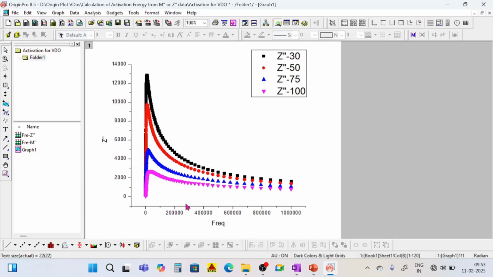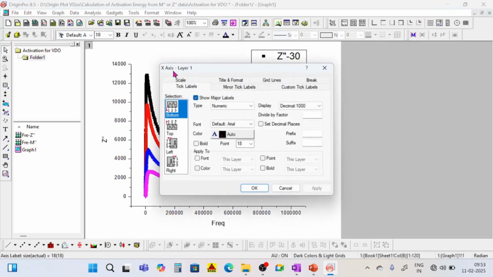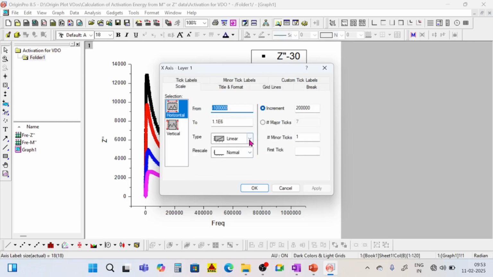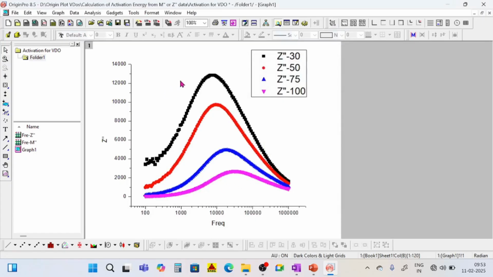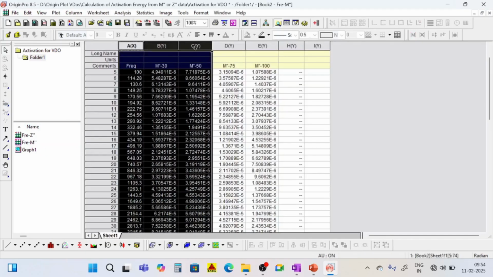To identify the peak clearly, you just have to take the log along the x-axis of this graph. So for the x-axis, go to the scale. Here you can see it is already in the linear format. You just click over log 10, apply, okay, and rescale. So we can find clearly identifiable peaks at different temperatures. For 30 degree here is the peak, 50 degree here is the peak, 75 degree here is the peak, 100 degree here is the peak for Z double prime. Likewise you can do for M double prime.